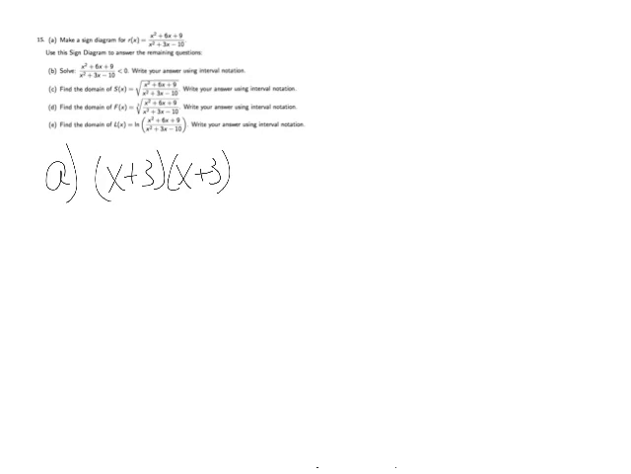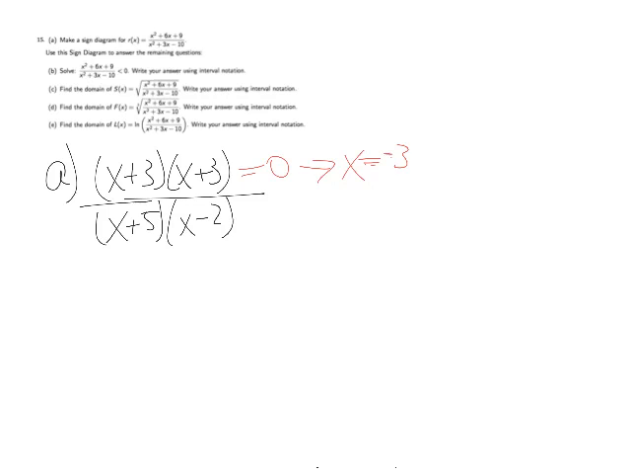Two numbers, when I multiply them, I get 9, and when I add them, I get 6. 3 and 3, and then your denominator can also be factored. When I multiply a positive 5 and a negative 2, I get a negative 10, and I add them, and I get a positive 3. Sorry. So you take your numerator, set it equal to 0, and that gives you x equals negative 3. So you've got a 0 at negative 3 with a multiplicity of 2.